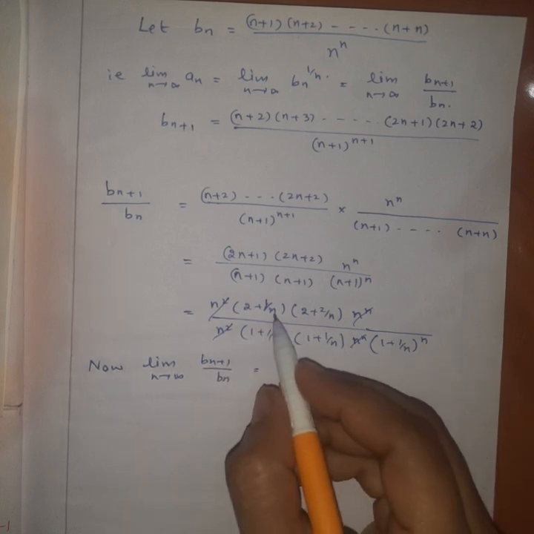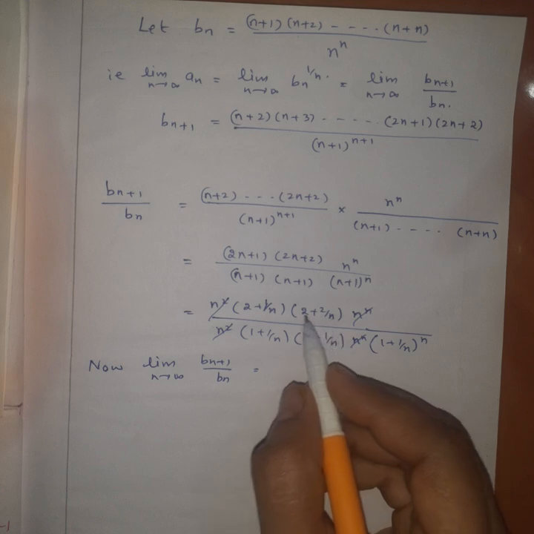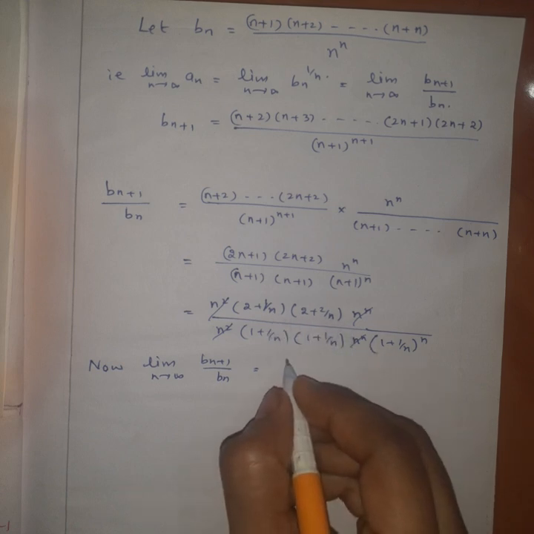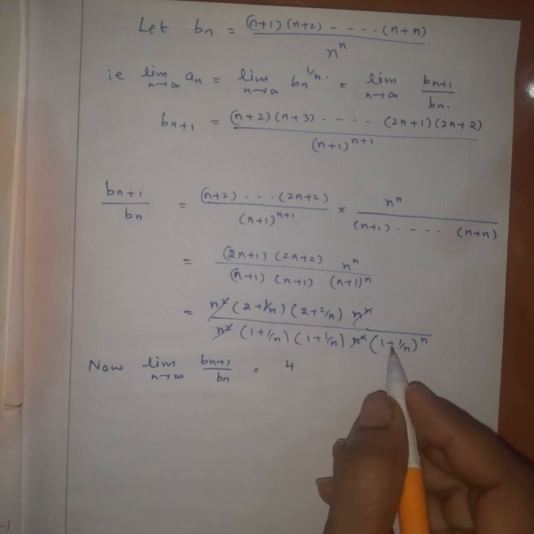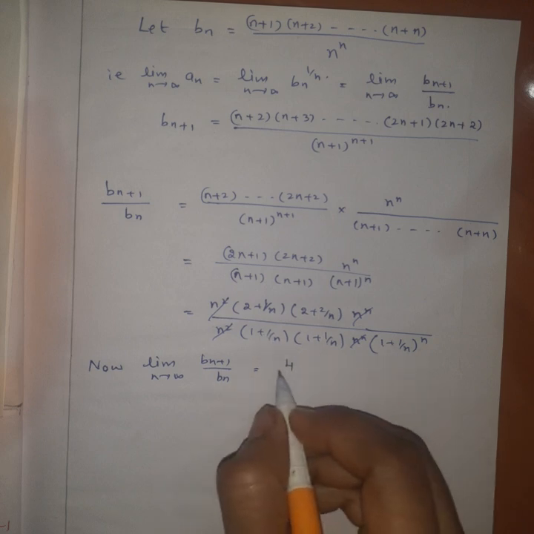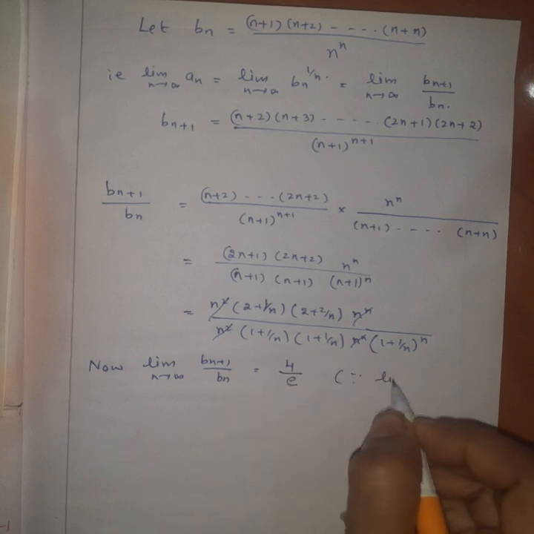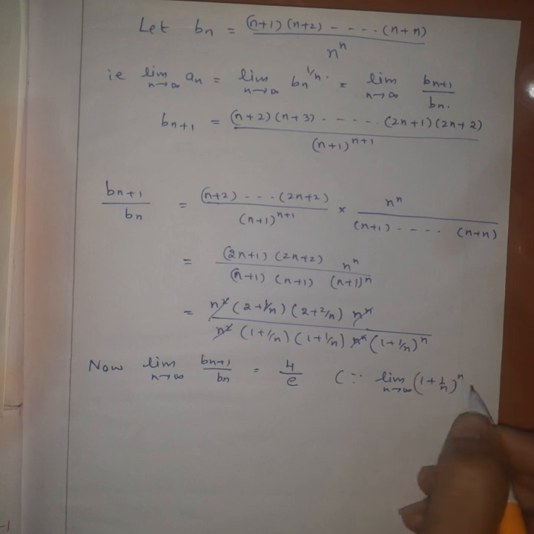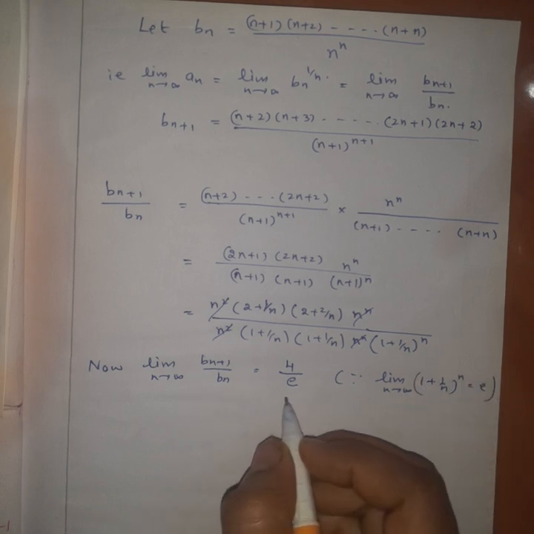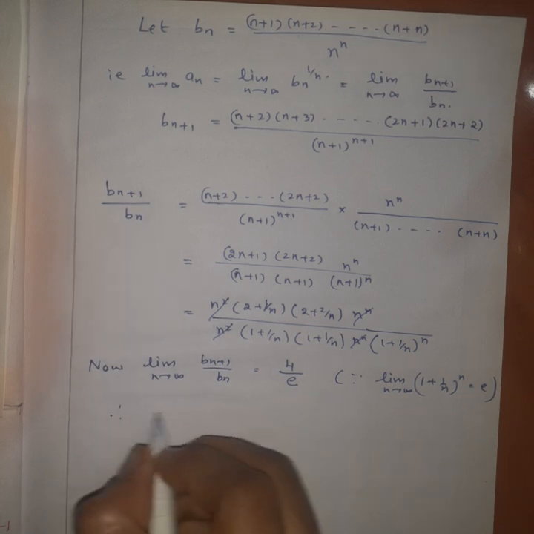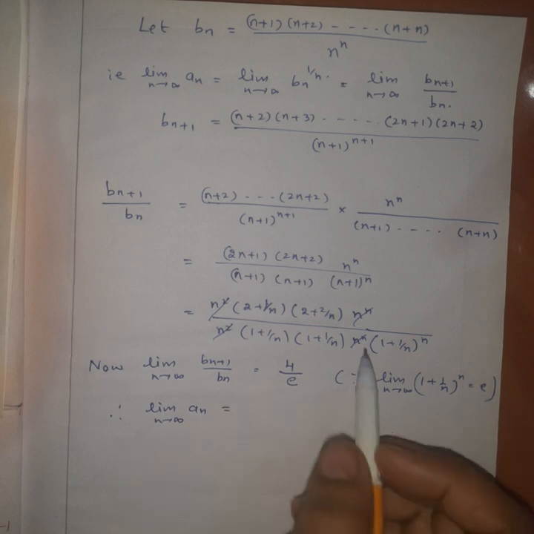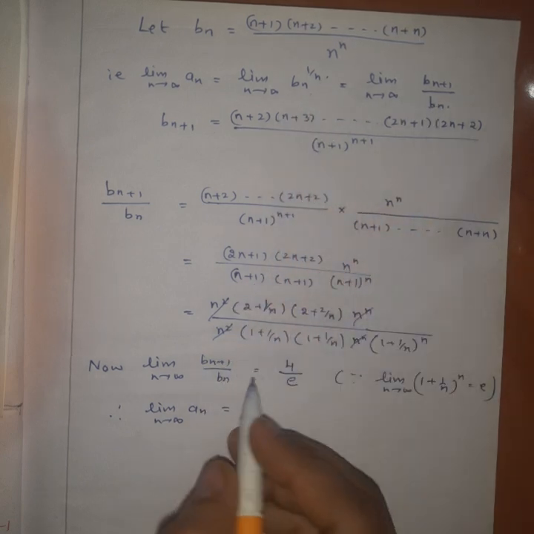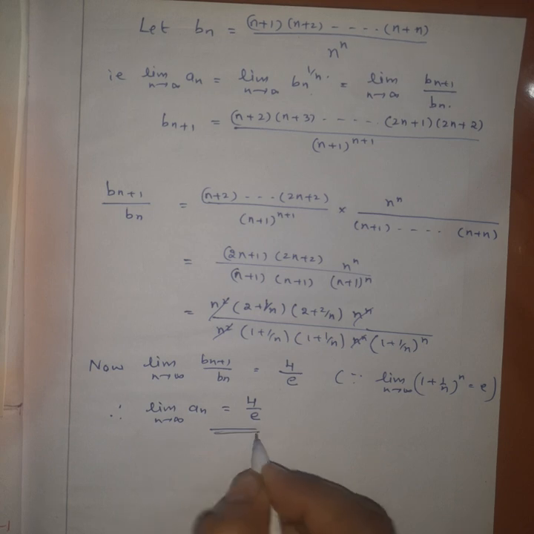Okay, now limit n tending to infinity of bn plus 1 by bn. As n tends to infinity, 1 by n goes to 0. So 2 plus 2, 4, and 1 is 1. And as n tends to infinity, limit of 1 plus 1 by n to the power n is e, since limit n tending to infinity of 1 plus 1 by n whole to the power n is equal to e. So you will get 4 by e. Therefore, limit n tending to infinity of an will be equal to 4 by e. Hence the answer is 4 by e.